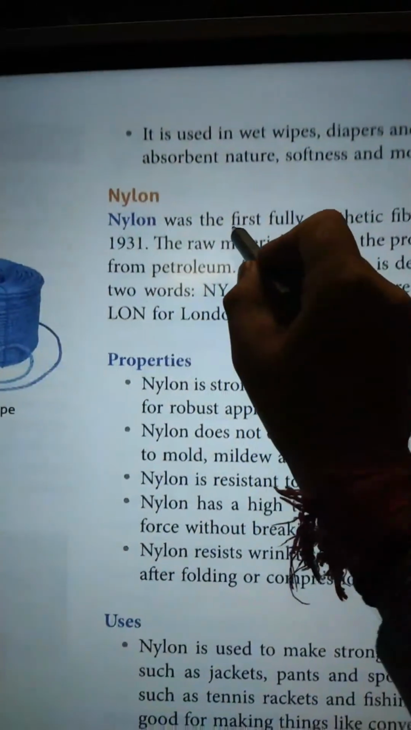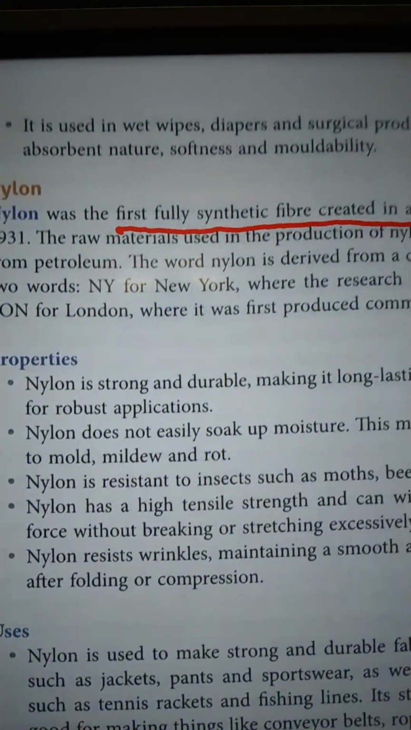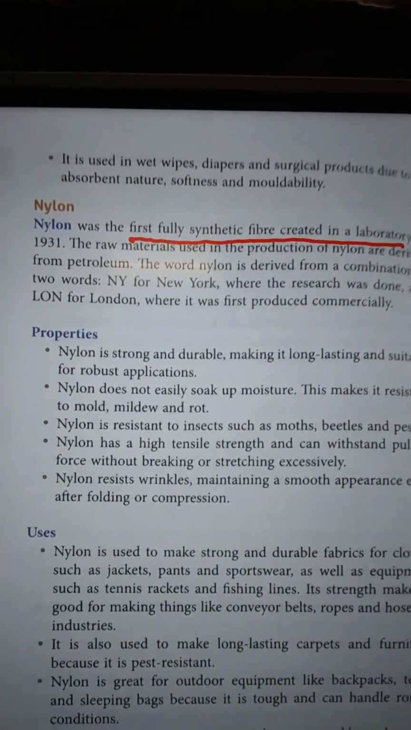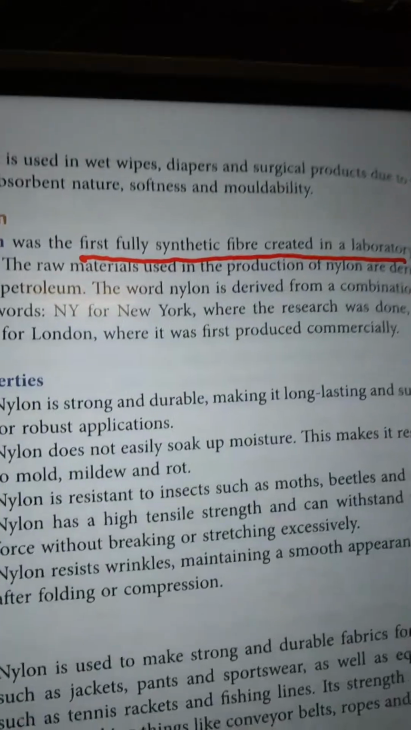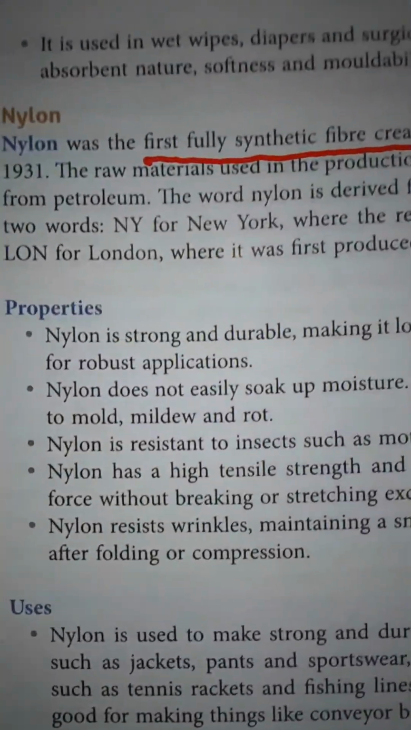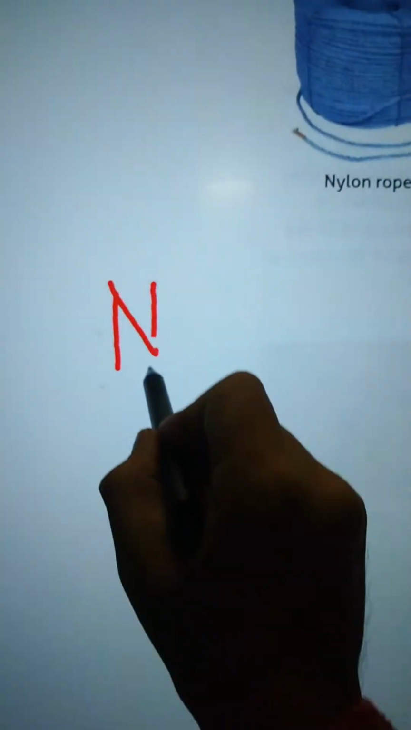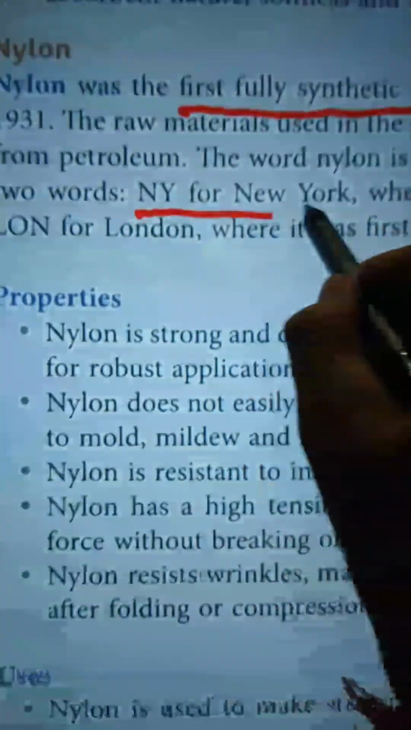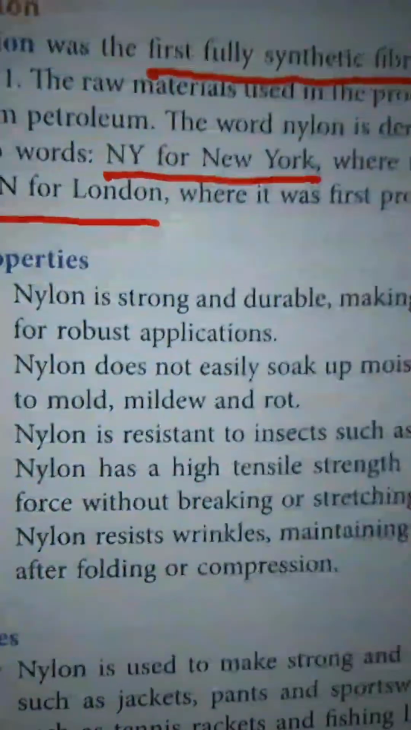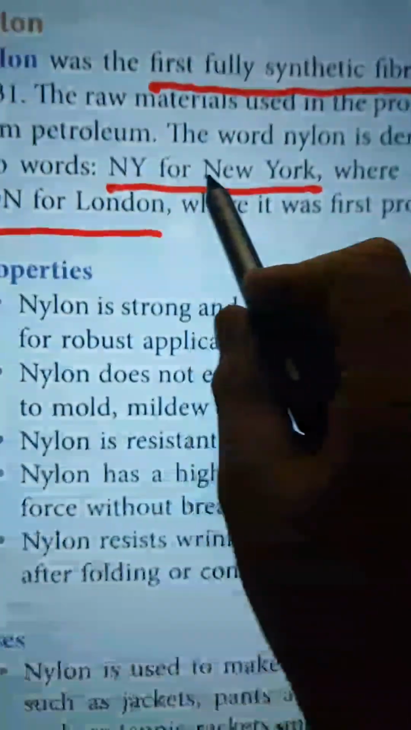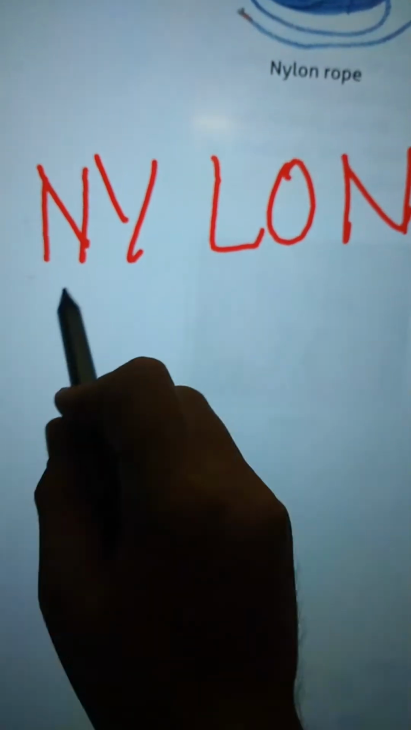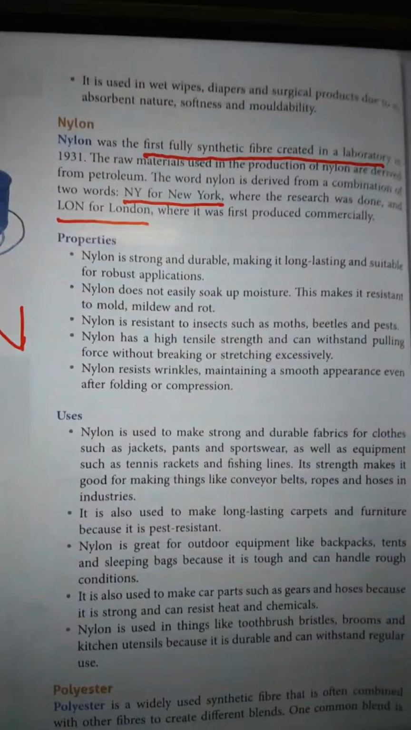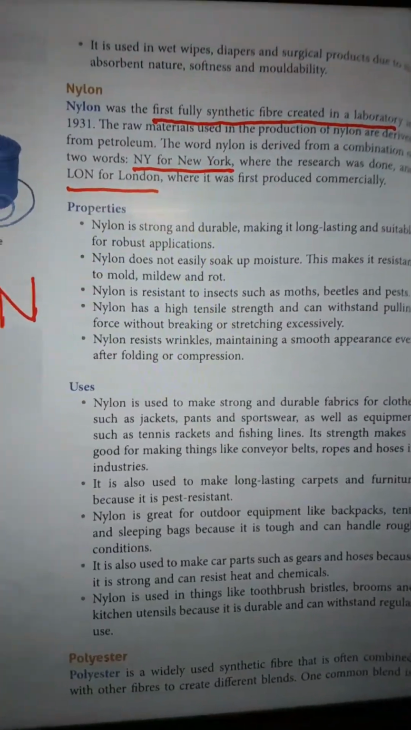Now nylon, you will see, was the first fully synthetic fiber created in a lab. Nylon, which we use now, was the first synthetic fiber made in a lab, and its name is derived from two words. NYLON: NY for New York and LON for London. So it was researched and made in these places, and so it was called nylon commercially. All of you have seen the nylon you use.